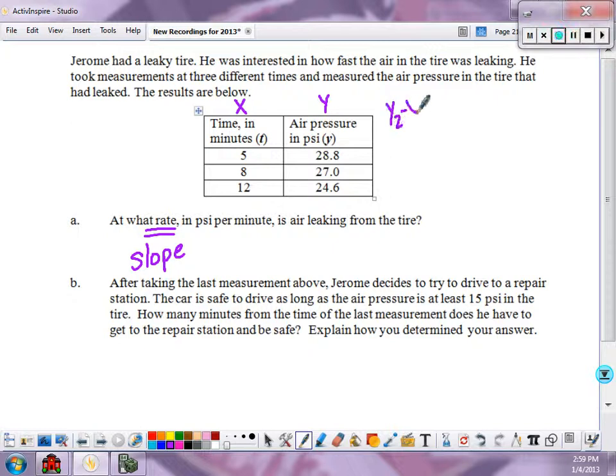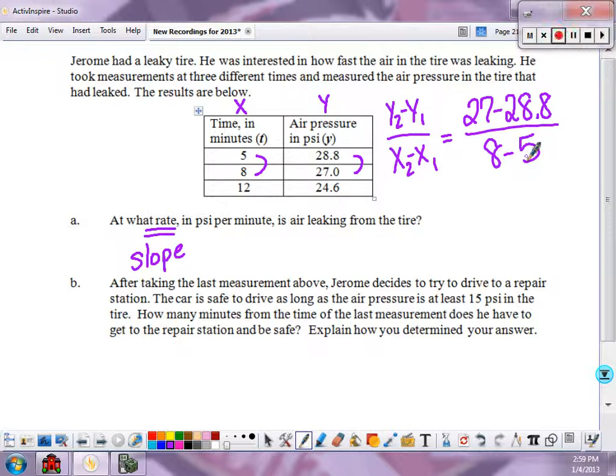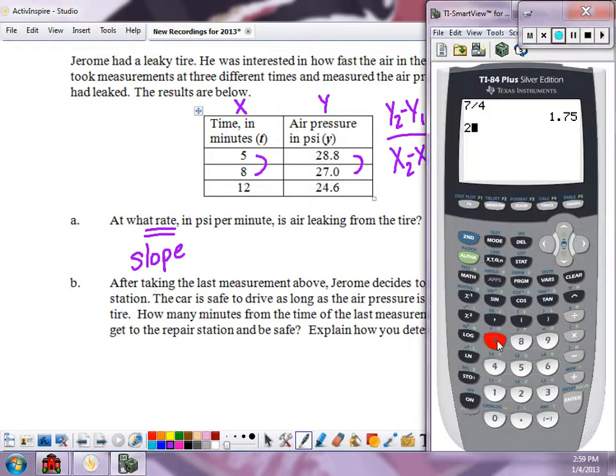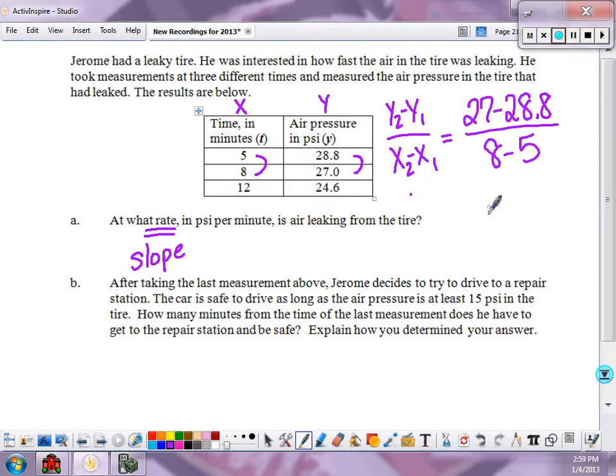It's going to be y2 minus y1 over x2 minus x1. So this will be our second one. So we'll do 27 minus 28.8. And we'll put that over 8 minus 5. So what do we have here? 27 minus 28.8 is negative 1.8. And 8 minus 5 is 3.